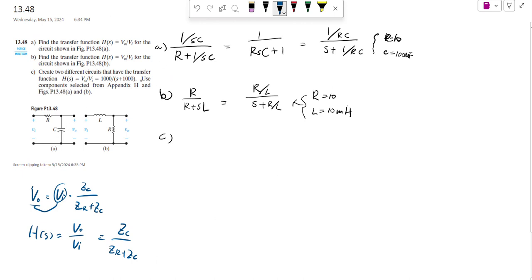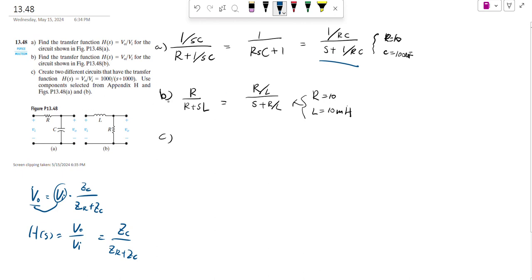The impedance for this capacitor is 1 over SC, and the total is R plus 1 over SC. We combine some terms, move some terms like this, and then we have this one. For B, it's a similar thing. This time the output voltage is across this resistor, so it is R over R plus SL. This is SL. Simplify, and you get this.